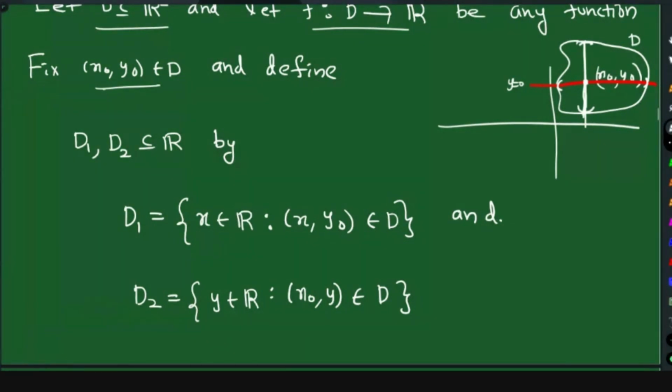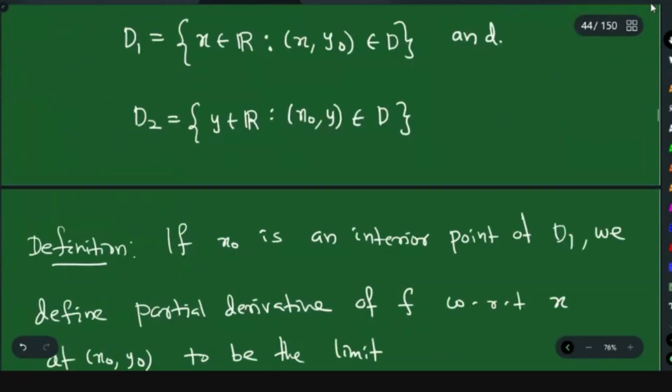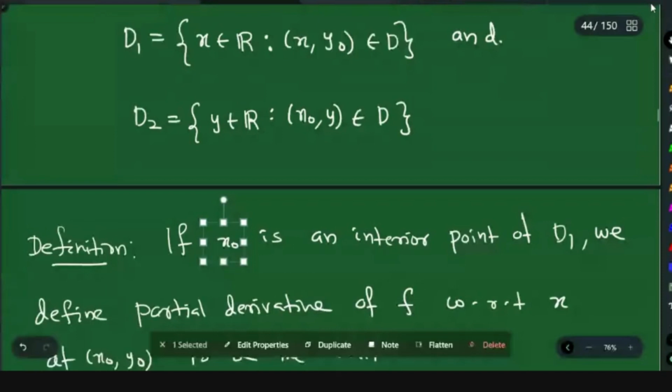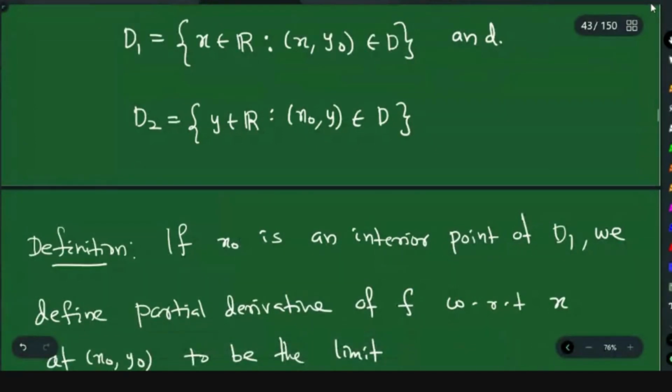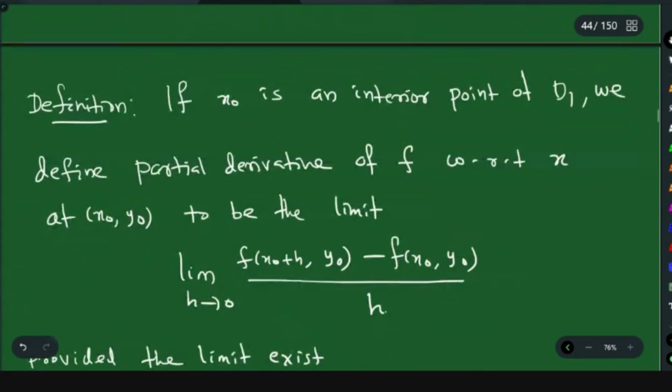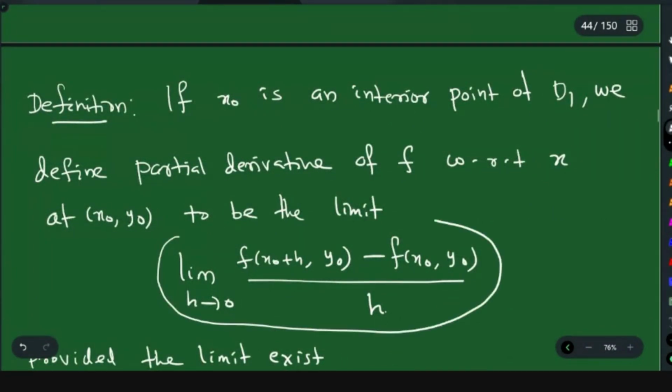Now you can define the partial derivative as follows. Suppose x0 is an interior point of D1, then we define the partial derivative with respect to x at (x0, y0) as this one. This is the definition of the partial derivative: limit h tends to 0, f of (x0 plus h, y0) minus f of (x0, y0), divided by h.